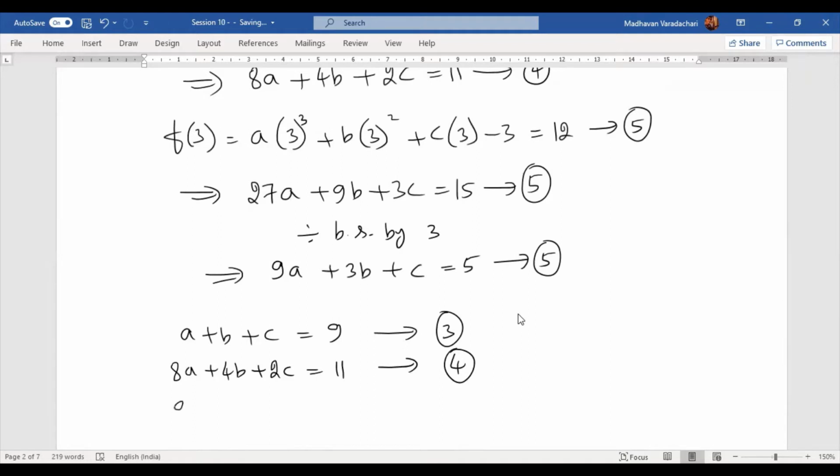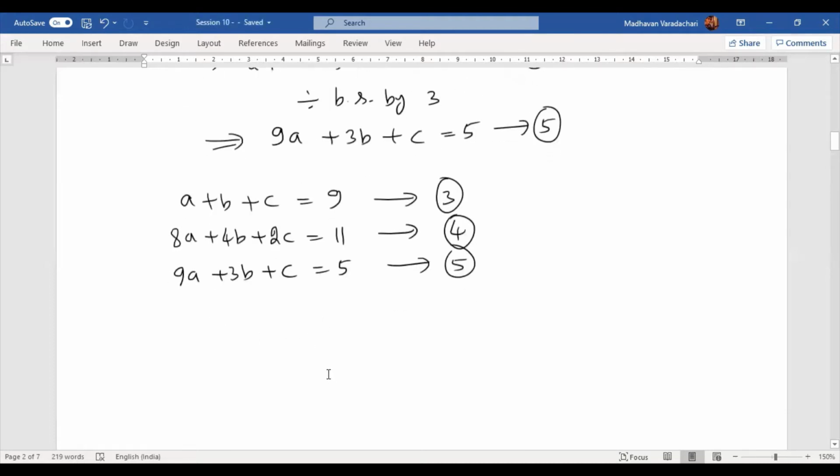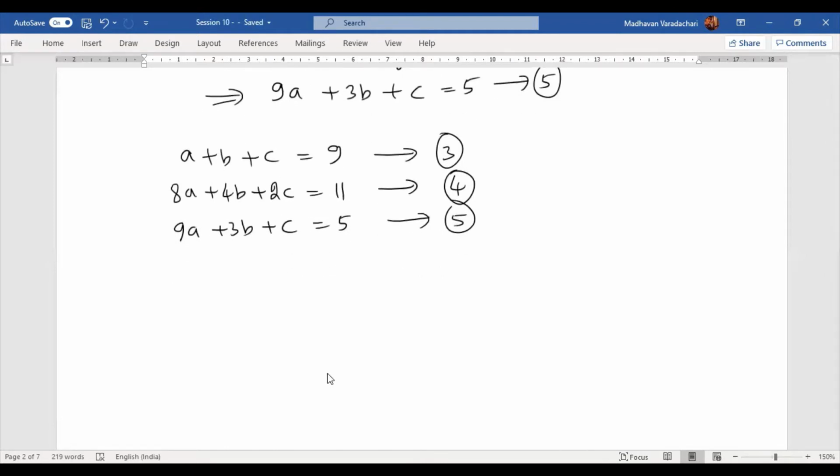Then 9a plus 3b plus c equal to 5. Now you have 3 equations and 3 unknowns. Either you apply elimination method and do all these things, or directly let us use, we already learned the Cramer's rule. Let us use Cramer's rule to solve this.